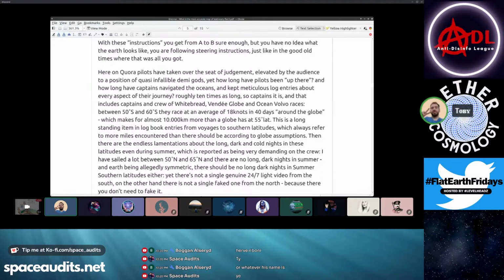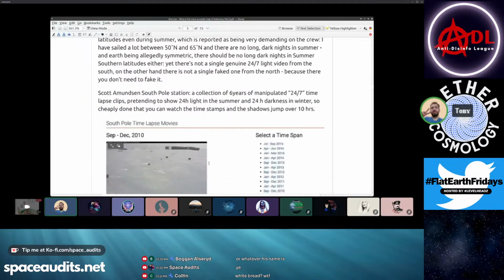I have sailed a lot between 50 degrees north and 65 degrees north, and there are no long, dark nights in summer. And Earth being allegedly symmetric, there should be no long, dark nights in summer in southern latitudes either. Yet there's not a single genuine 24/7 light video from the south. On the other hand, there's not a single faked one from the north because you don't need to fake it.